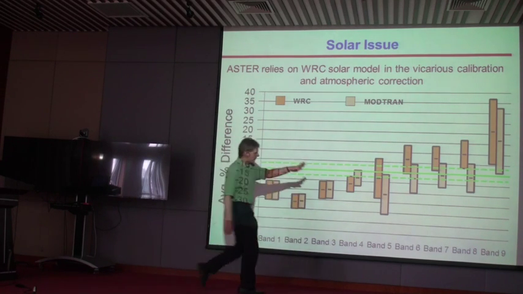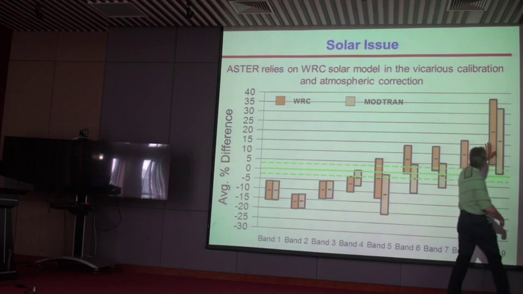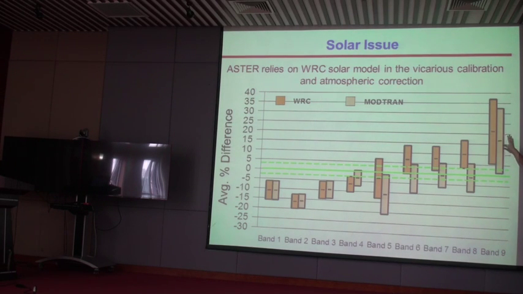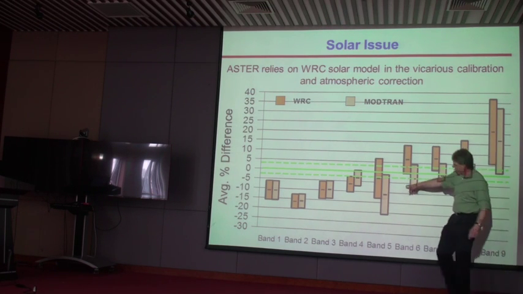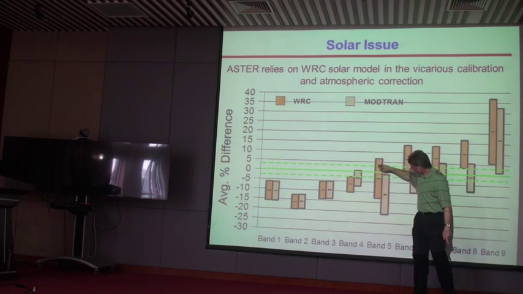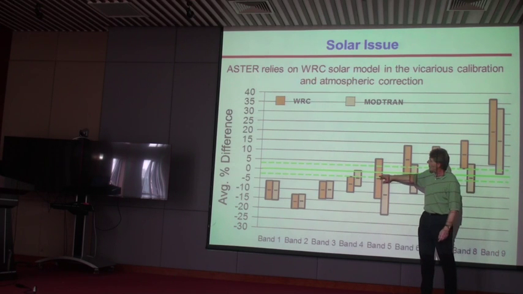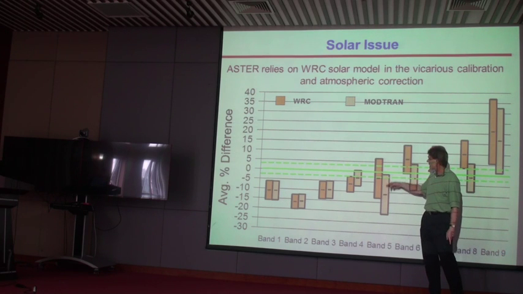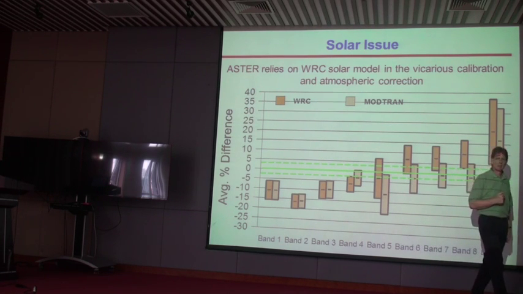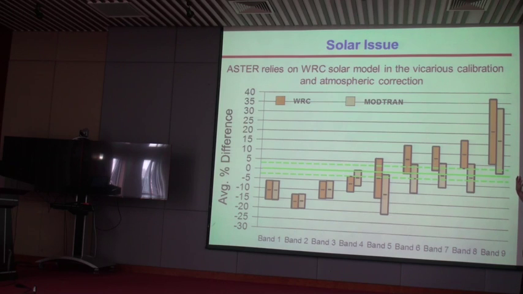And the longer wavelength, these 3 over here, I'm not sure I trust, especially band 9. There's an optical stray light problem we have to worry about. But band 4 and 5, 5 is an easy one to look at. If you use the WRC, pretty good agreement. If you use Modtran, the agreement's not so good. And what this is really showing is which solar model is most likely consistent with the pre-launch laboratory calibration that was done.